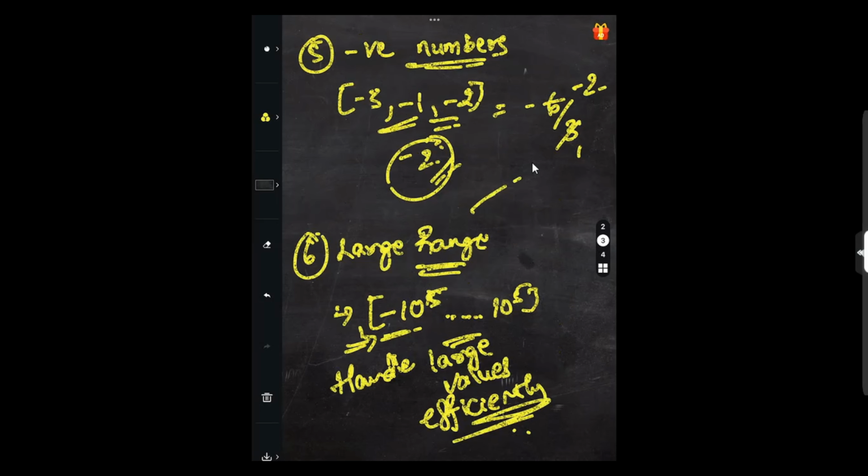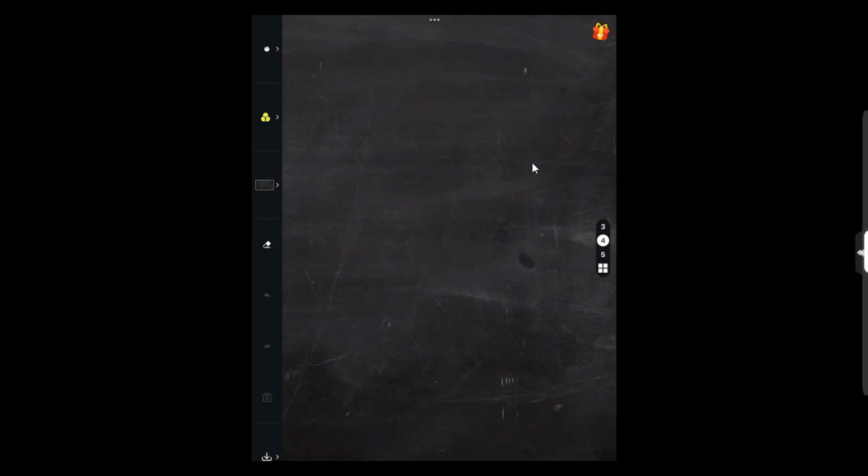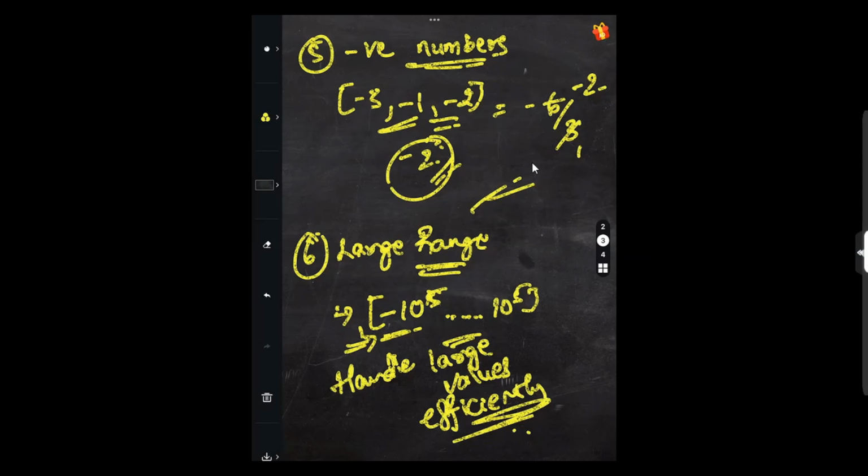So the fifth one is for the negative numbers. We saw for the negative numbers, and the final one is for the large range. I hope all the edge cases are clear. Now let's start writing the code. I'll explain the code while writing the code itself, right? And then finally discuss the complexities of the code that we have written.